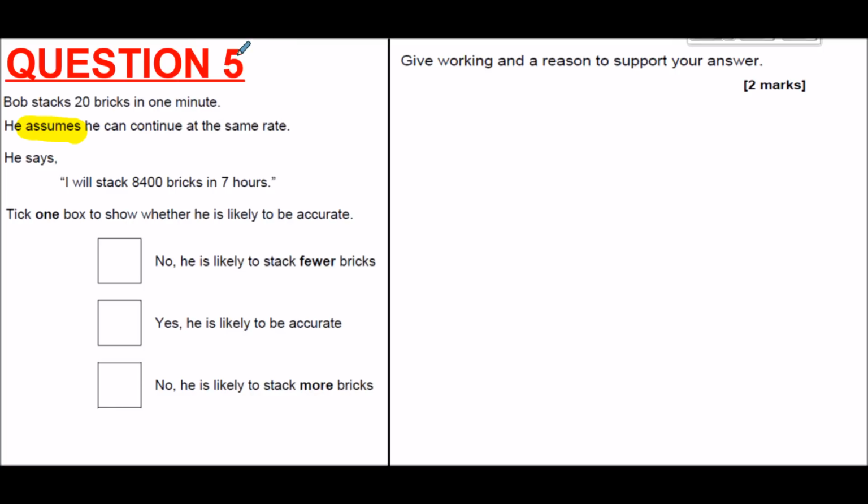So I don't know if this expression's around anymore, but when I were younger, and still occasionally now, I hear that assumptions make an ass out of you and me. The point I'm making is, assumptions can often be very wrong. I'm not saying all assumptions are wrong, but often assumptions can be wrong. So the key word here is assumption, that he assumes he can continue at the same rate. So maybe he's right, maybe he's wrong.